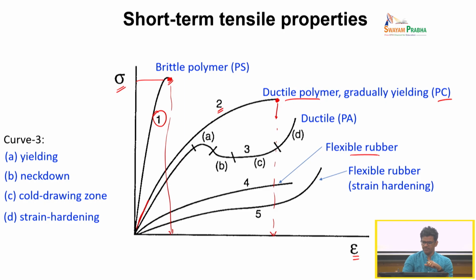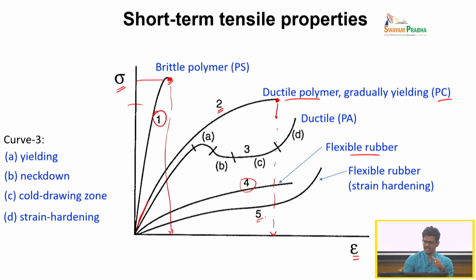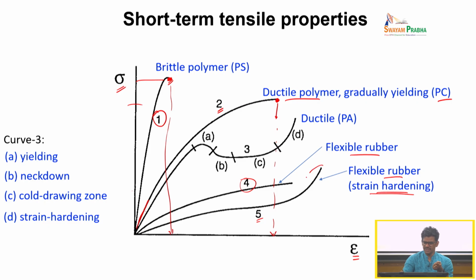So you can see that a flexible rubber-like material shows curve 4. The difference between 2 and 4 is that the magnitude of stress is more for 2 and less for 4. That means a flexible rubber has a much lower stress, but it can also show very gradual yielding or very ductile behavior. Case 5 is again a flexible rubber, but there is an additional process happening called strain hardening. When you keep pulling, the chains can align and become very closely packed, and that is strain hardening. That is why there is an upward trend in the stress strain behavior.